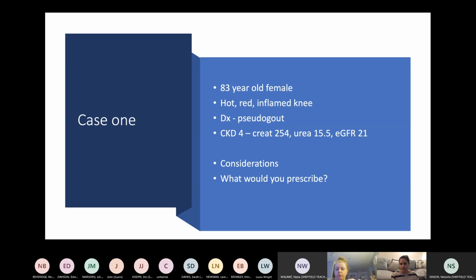The other thing you could consider would be codeine. But again, with that renal impairment, I would be very wary about prescribing codeine. But I guess, again, for a short period of time, for 5 days, at a low dose, you would hope it wouldn't build up in the system. But codeine wouldn't necessarily help with the inflammatory aspects of it.